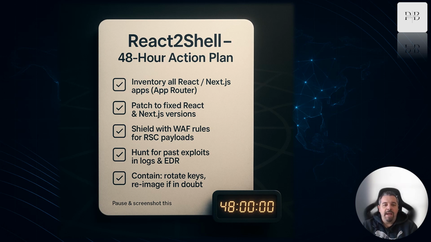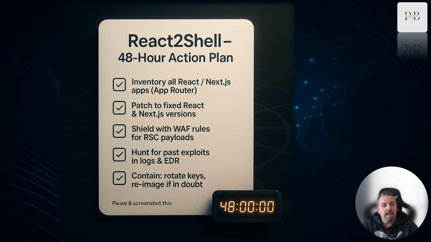Step 2 is patch. Upgrade to the fixed React RSC packages and the patched Next.js version. This is not a wait-for-the-next-sprint kind of patch. This is drop everything and update. Step 3, shield. Enable your WAF or your CDN protections. Cloudflare, AWS, and others already rolled out emergency rules. But they are not always enabled by default, so turn them on.